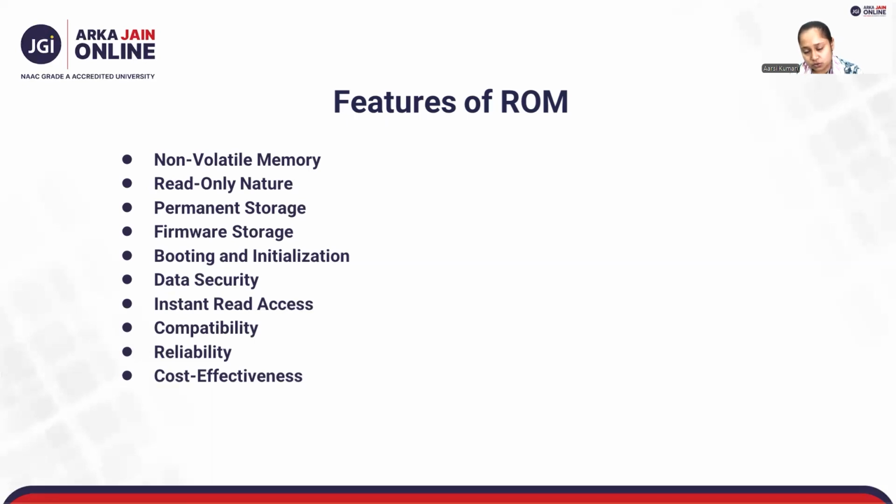Next, we have permanent storage. ROM offers permanent storage of data and instructions. Once the data is programmed into ROM during manufacturing, it remains fixed and cannot be changed without physically replacing the ROM chip. This permanence guarantees the consistency and stability of the stored information.